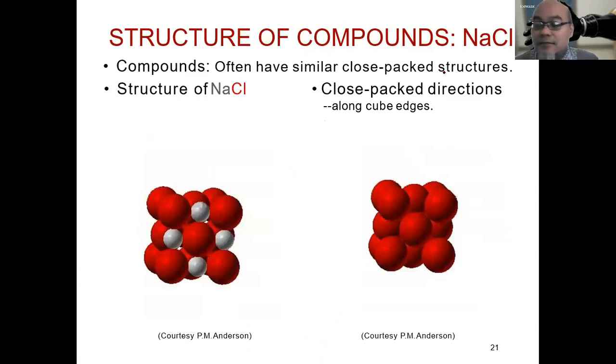Okay, so let's move to another example of solid state crystalline structure. In this case, a non-metallic crystalline structure, which is a compound. This is sodium chloride, the salt that we normally use every day to cook and many things. So this is the structure of sodium chloride.